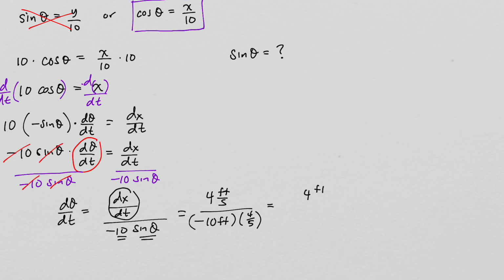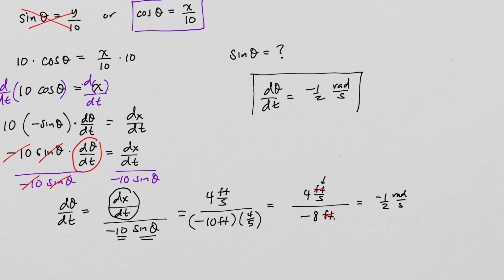So we have 4 feet per second divided by negative 10 times 4 is negative 40, divided by 5 is negative 8, and this will be feet. And this is negative 1/2. And what happens here is the feet cancel out, and you get kind of a strange unit. You get blanks per second because these are gone now. And the blanks are radians. So the answer is d theta dt is equal to negative 1/2 radian per second. That is how fast the angle is changing at that instant.